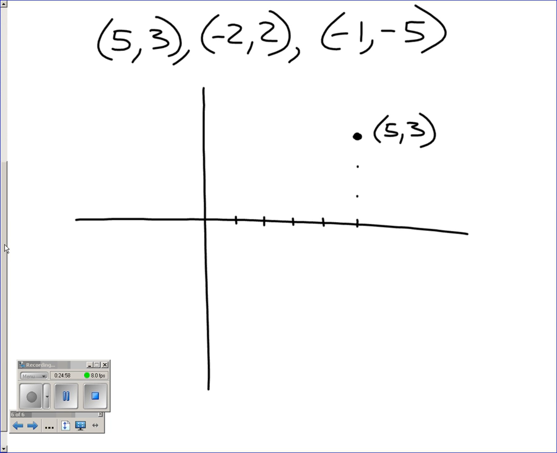Well, I'm going to put -2, 2. Same distance, so about right here. There's negative 2, 2. And then finally, negative 1, negative 5. So 1, 2, 3, 4, 5. This will work much better with graph paper as you're doing it on your own. And here's the negative 1, negative 5. That's up a little bit more than it should be, but we'll leave it.